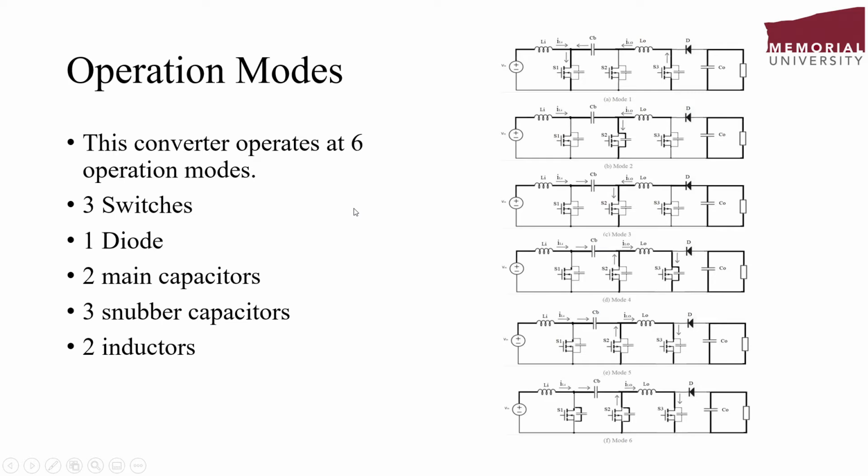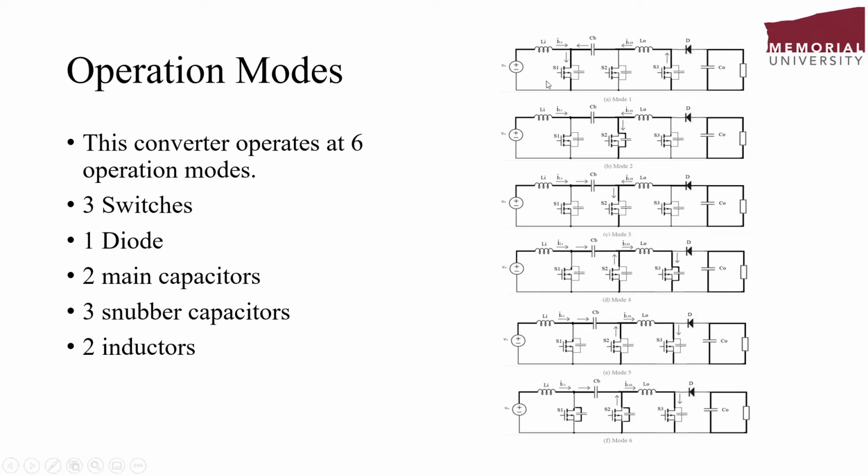Here we have the operation modes. This converter operates in 6 different operation modes, but first we need to know about the components that we use in this converter. There are 3 switches in this converter, 1 diode, 2 main capacitors, 3 snubber capacitors, and 1 inductor.